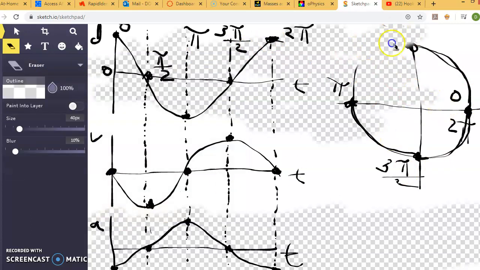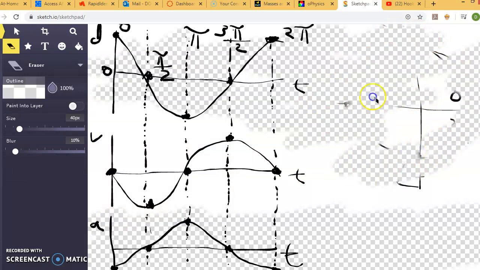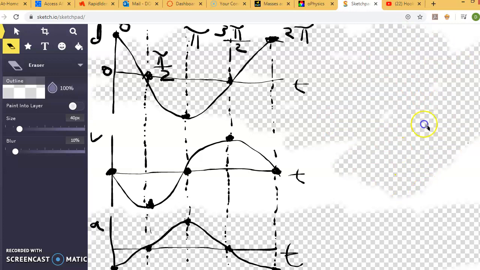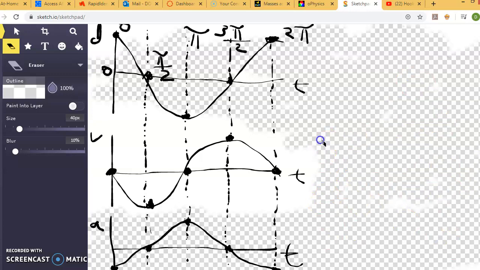Now, let me erase all this. I'm going to keep my graphs. What are we going to have to do with these graphs? What are these graphs going to do to us? Lots of pain, right? These graphs are going to tell us what's going on with the spring mass system, and we can come up with equations for these graphs.